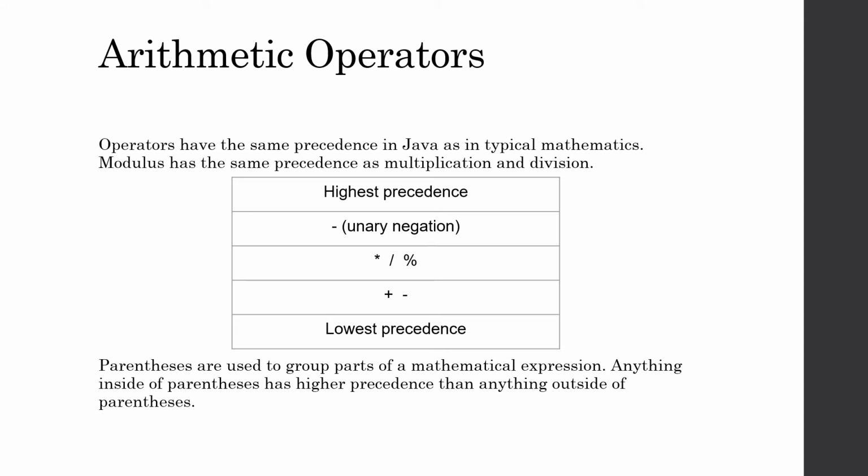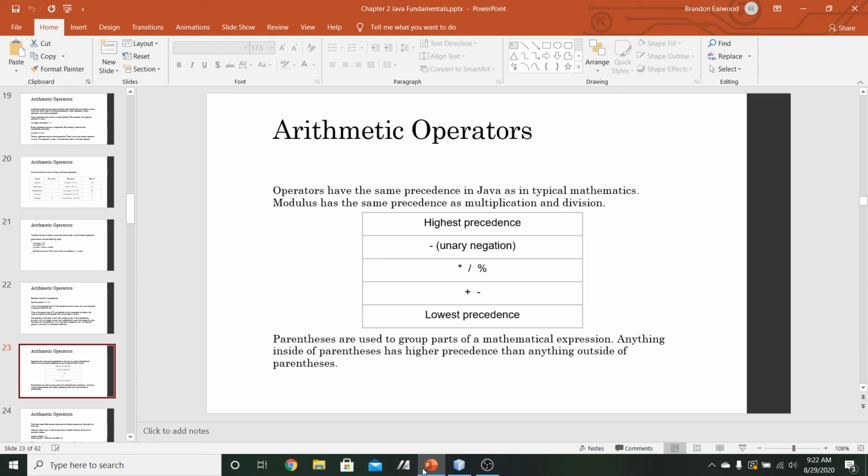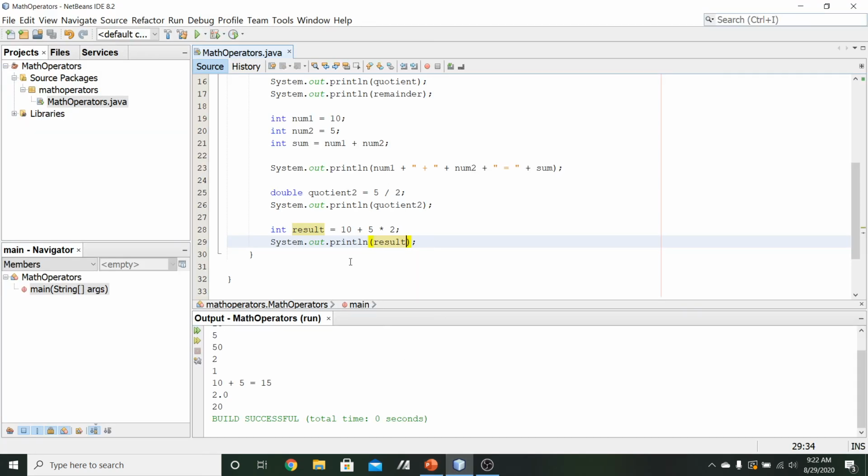Another thing to keep in mind about precedence is that if we're using parentheses, these will be used to group together certain parts of our mathematical expressions, and anything inside of those parentheses will have a higher precedence than anything outside of them. So if we again take that same example, this 10 plus 5 times 2, but now I go ahead and put parentheses around this portion right here, well, now everything right here will have a higher precedence than anything outside of it.